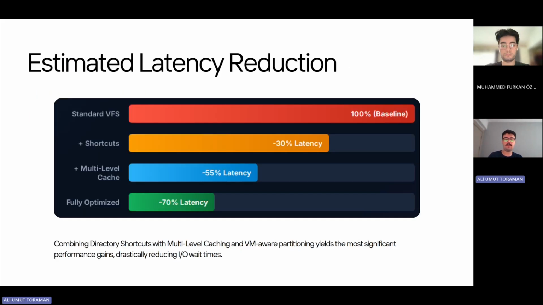So what is the impact of these changes? If you look at this chart, the red bar is the standard system. Just adding shortcuts saves us about 30% latency. Adding multi-level caching gets us 55%. But the green bar shows the fully optimized system, combining shortcuts, caching, and partitioning, reduces latency by 70%. That is a massive gain for any data center.